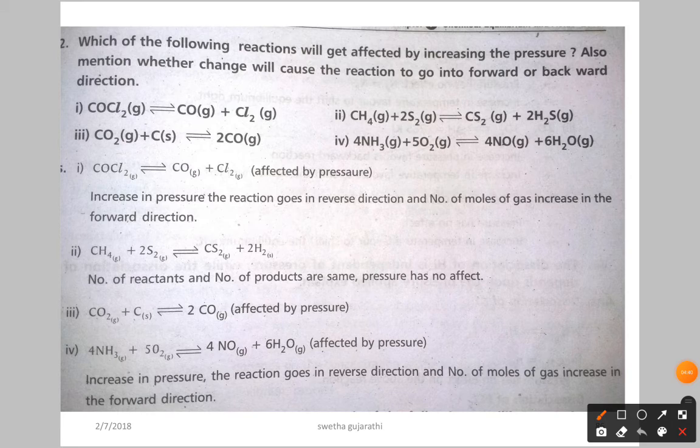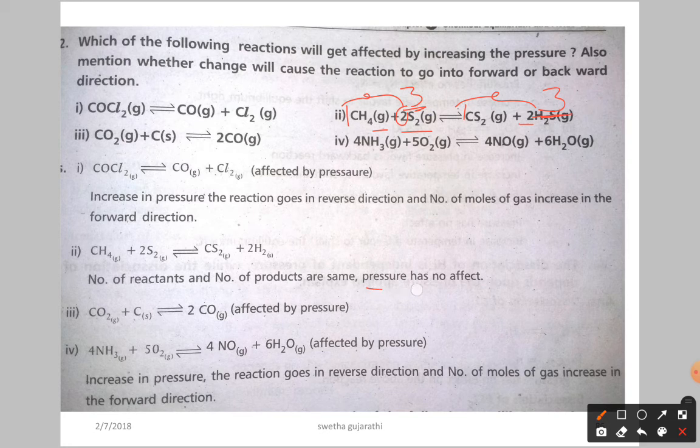So what is the next example? 1 mole of methane gas and 2 moles of S2 give rise to 1 mole of carbon disulfide and 2 moles of H2S. Now let us see the total number of moles here. We have 3 moles of reactant, and 3 moles of product. So the number of moles of reactant and product are both the same.